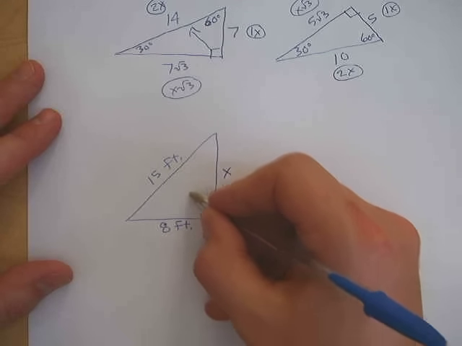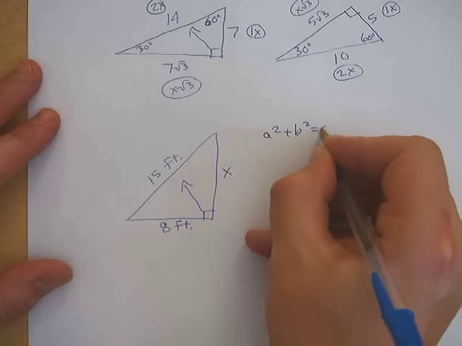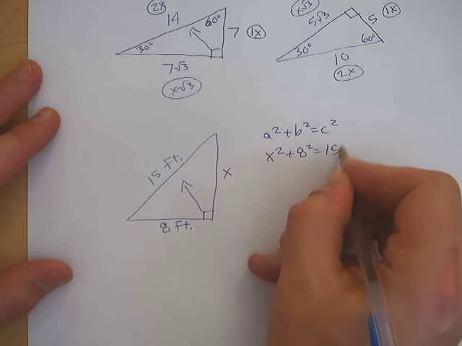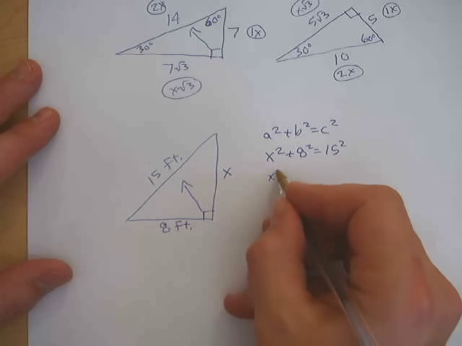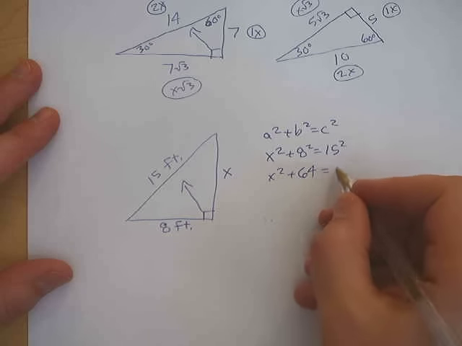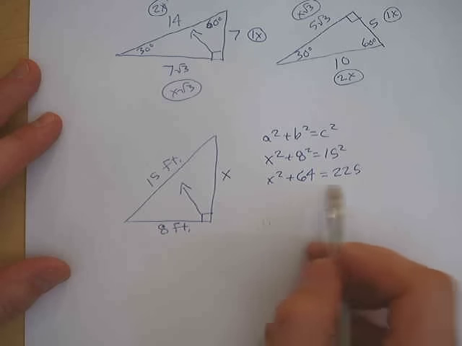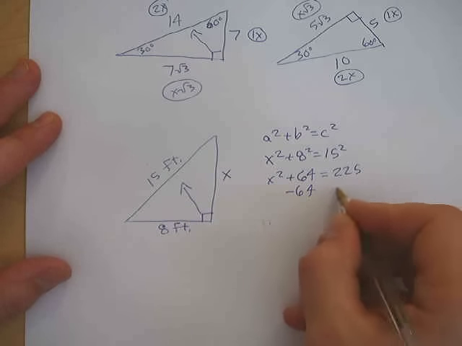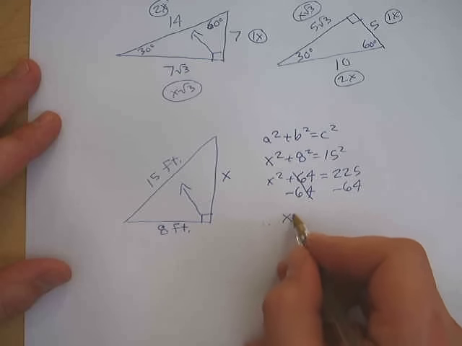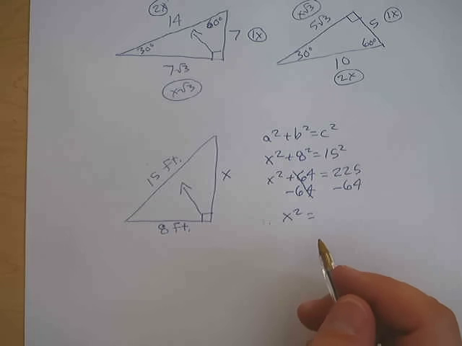All right, well in this case, this is the Pythagorean theorem. The right angle always points to the hypotenuse. So we'll use a squared plus b squared equals c squared. In this case, x squared plus 8 squared equals 15 squared. All right, x squared, 8 squared is 64. 15 squared is 225. Right? Then if you have numbers on both sides of the equal sign, you're going to have to subtract. We'll subtract 64 from each side. That cancels out, so I'm left with x squared on this side.